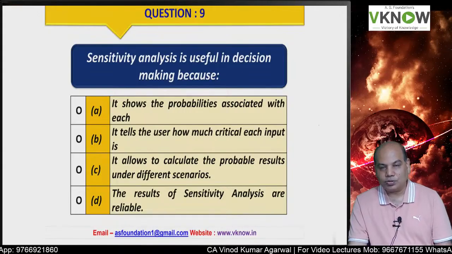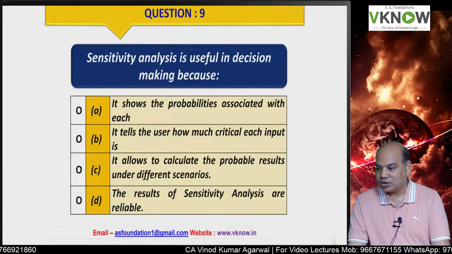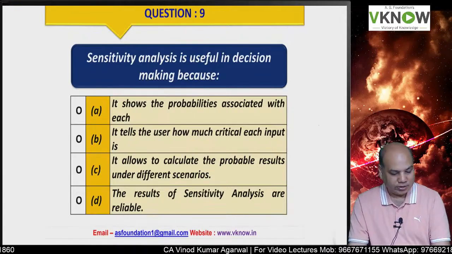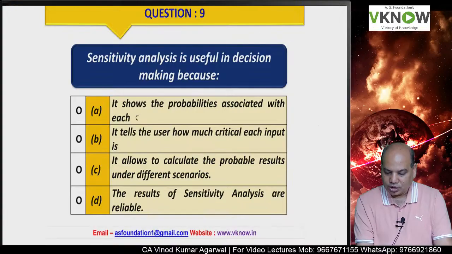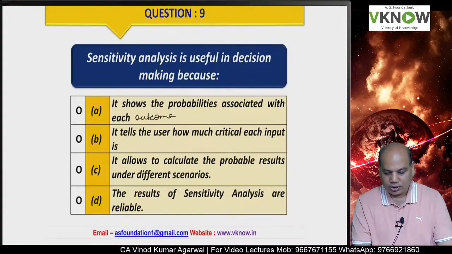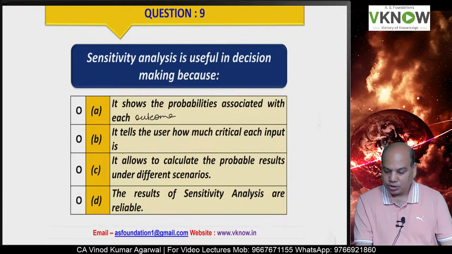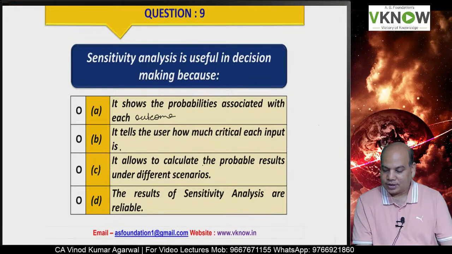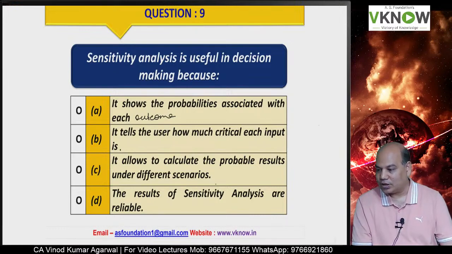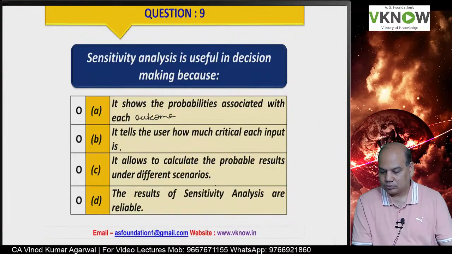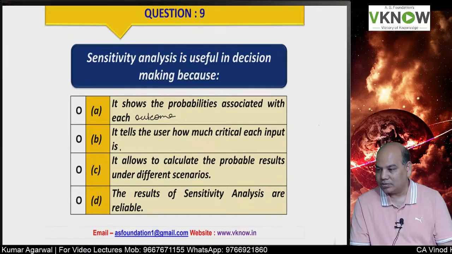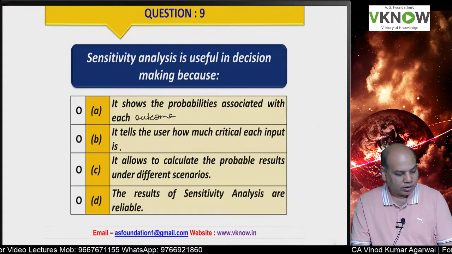Sensitivity analysis is useful in decision making because it shows the probability associated with each outcome. Write down. It tells the user how critical each input is. It allows us to calculate the probable result under different scenarios. The results of sensitivity analysis are reliable. What is your answer?